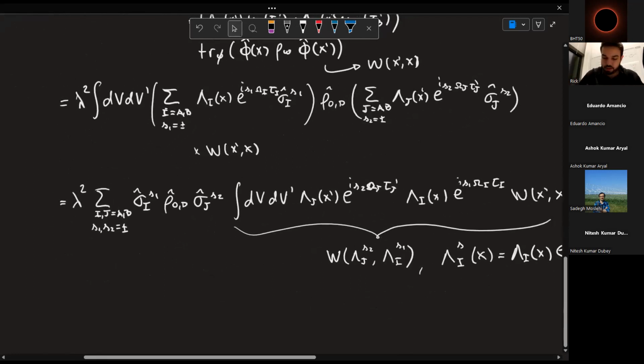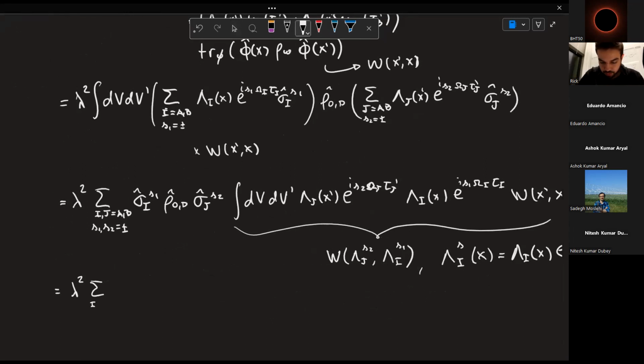So in the end, this term would contribute with a bunch of terms which are being summed together, but you can just cast them all as a sum of terms which are, again, this Wightman function, this Wightman bidistribution applied to the space-time regions. So W of lambda_J^{s2}, lambda_I^{s1}, and then here you're going to get the sigma matrices hitting on the initial state of the detector.